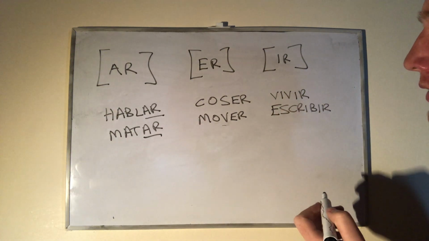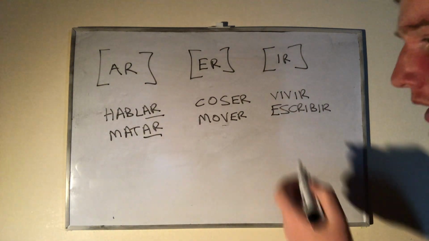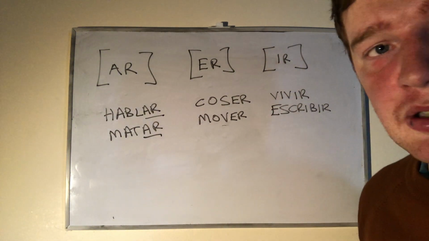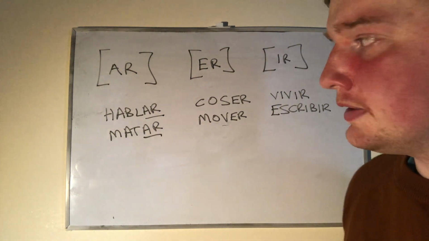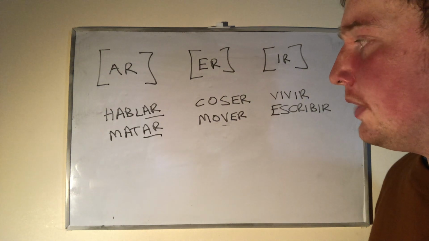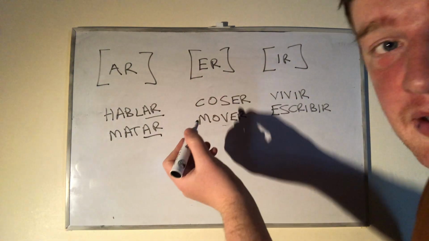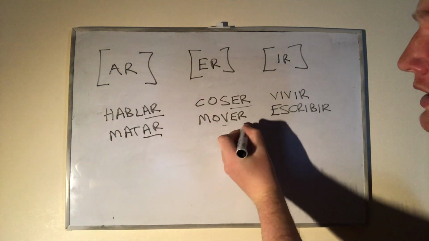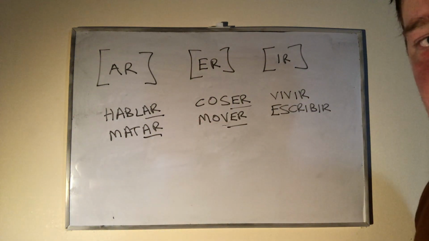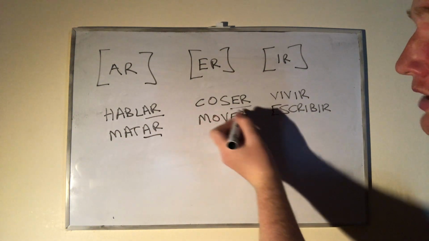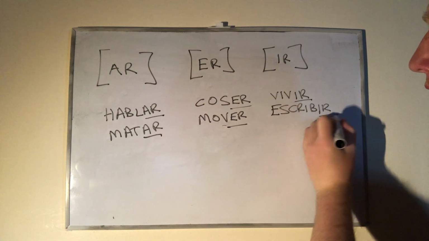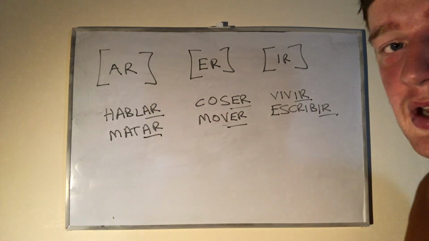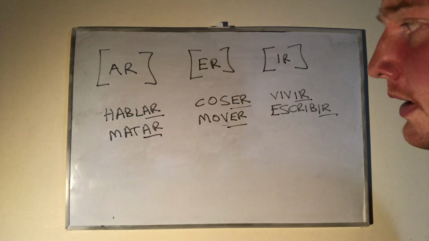And we also have the IR verbs, so we have vivir, which means to live, and escribir, which means to write. And notice here that these end in the ER verbs, they end with the ER suffix, and the ones that are right here end in the IR suffix. So these are the three suffixes that we need to bear in mind.